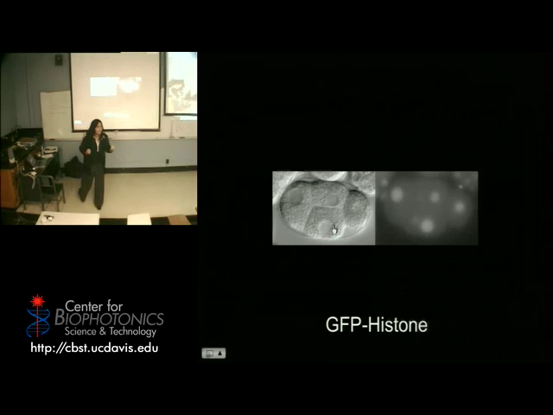What's that stray DNA? There's a little piece of stray DNA. Those are the chromosomes aligned in the plate of the mitotic spindle.